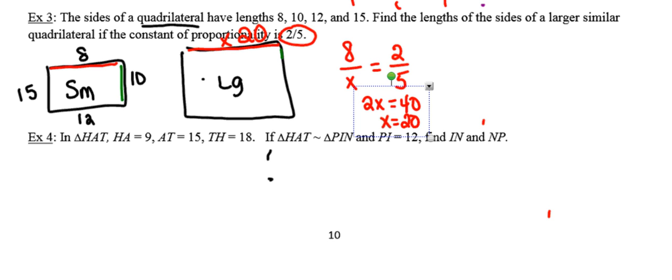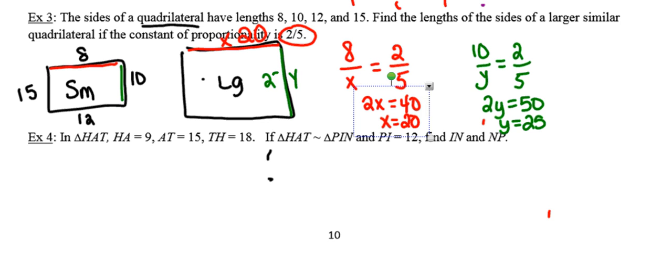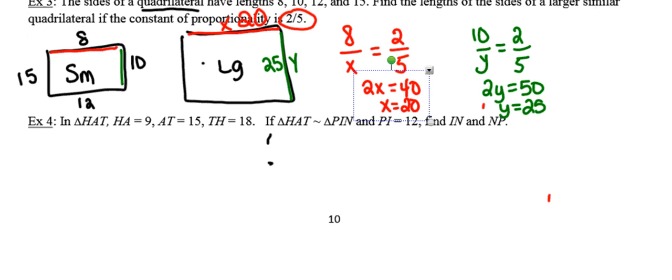Now I'm going to go ahead and compare these two sides. So 10 is to y. And again, I did smaller over larger in my constant of proportionality. So 2y is equal to 50, making y equal to 25. And therefore, the length of the corresponding side in the larger polygon is 25. You could find the last 2 sides in a similar fashion, but in the interest of time, I'm going to go ahead and move on to the next and last example.